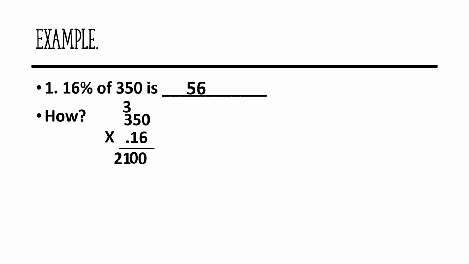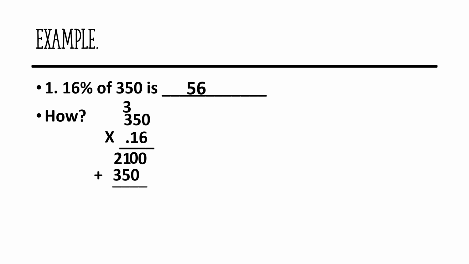Then, let's proceed to the second digit. We multiply the second digit to 350. So, any number multiplied by 1 is the number itself. 1 times 0 is 0. 1 times 5 is 5. 1 times 3 is equal to 3.